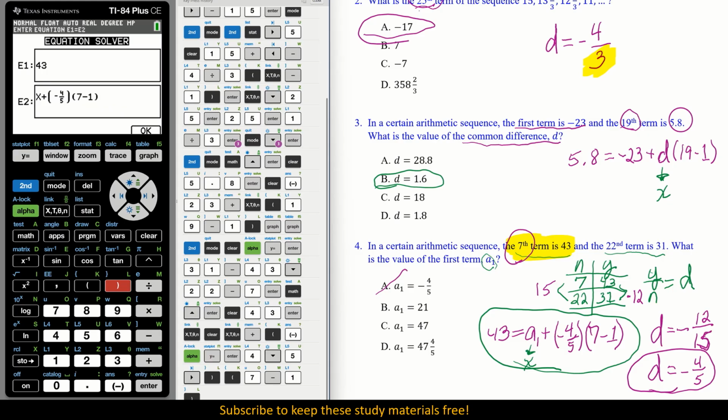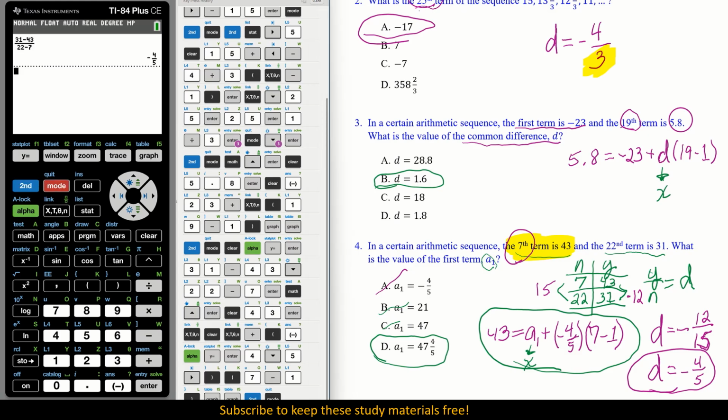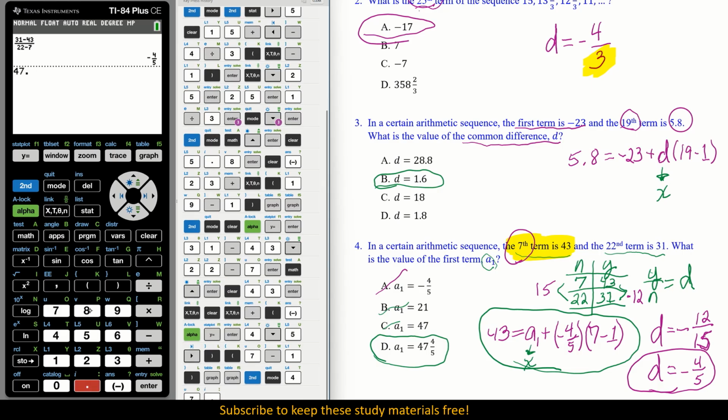Double check my numbers, and let's say graph and graph again. It looks like we do not have a fractional value, but what we can say is it's probably option D. And 4 over 5 is 0.8. If you don't believe it, you can enter it. So let's go second mode, and that was 47.8.